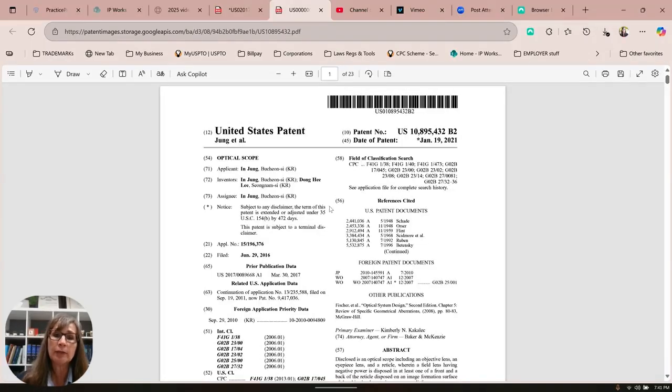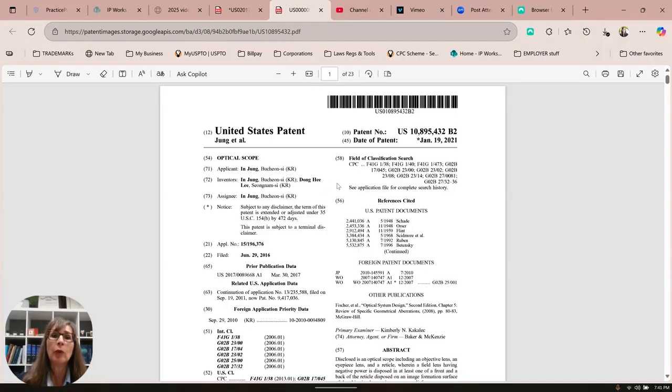They look pretty much the same, but one of the big differences is, if you notice, the application was published in 2017. This patent was granted in 2021. So that's 4 years later. That's not unusual. By the way, patent applications are published 18 months after they're filed.